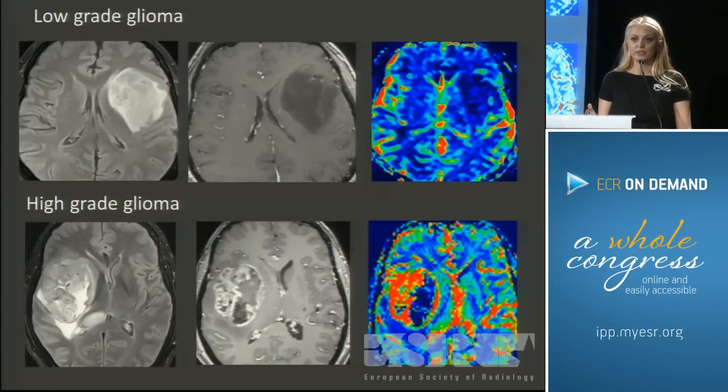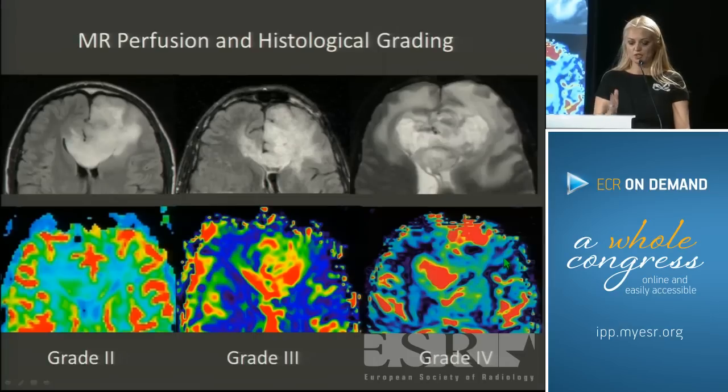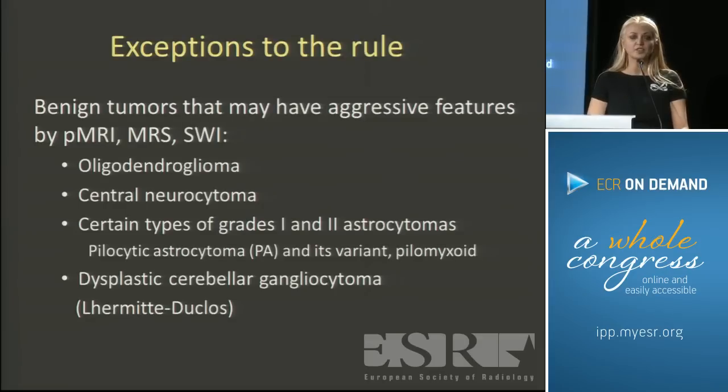So low-grade glioma in the upper row will have no enhancement, low perfusion. High-grade glioma will have enhancement, and a lot of these red parts, they're representing actually increased perfusion. So this is grade 2, grade 3 again, and grade 4. You can't really see the difference between 3 and 4, but definitely that is what happens, the process, and the most important thing is between 2 and 3.